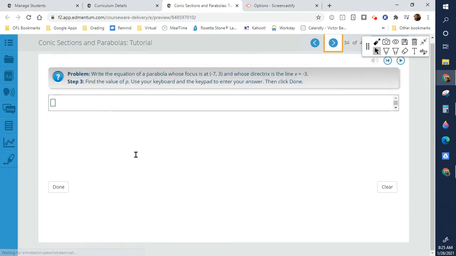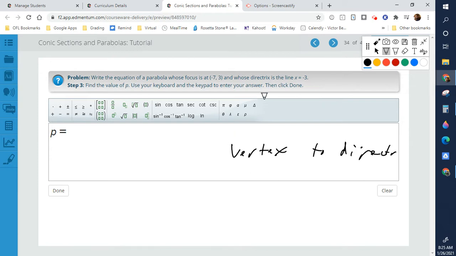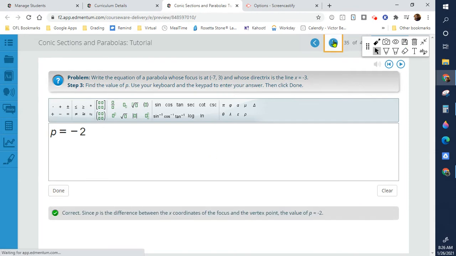All right, let's take a look at this other one. Write the equation for P. Well, we already solved that. We said it was the distance between the focus and the directrix, or you can even say, I'm sorry, it's the distance between vertex and directrix. That's what our P is. It can also be viewed as the distance from the vertex to the focus. And we said that one was -2. All right, so moving on.